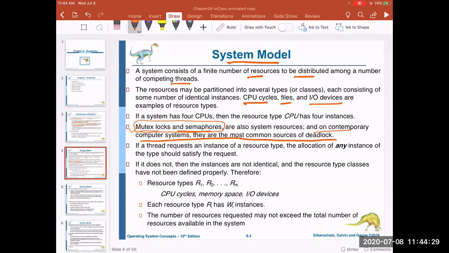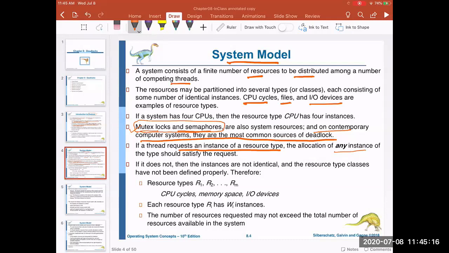Threads request an instance of a resource. Each resource could have multiple instances. This is very important. Let us suppose you have 4 CPUs, that is 4 cores basically. So the number of instances for the CPU would be 4, so there are 4 instances of that particular resource. If we allocate one instance of a resource to a process, that satisfies the thread's requirement, because a thread requires it to run and execute.